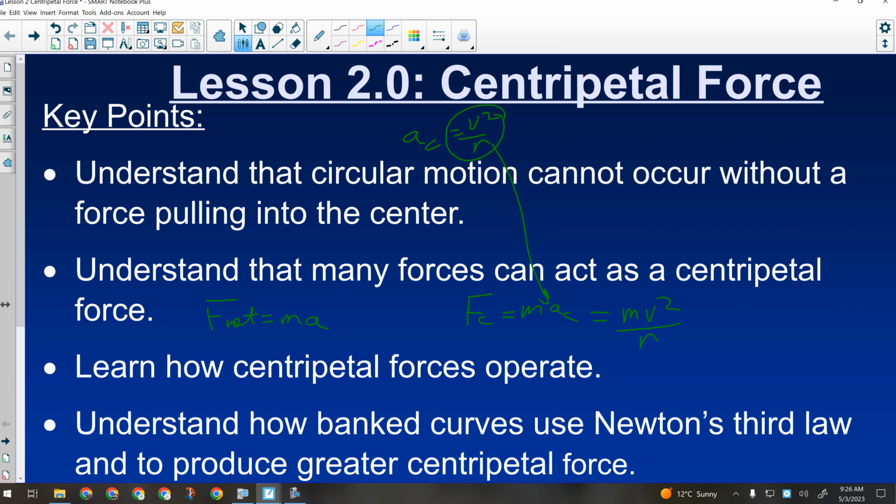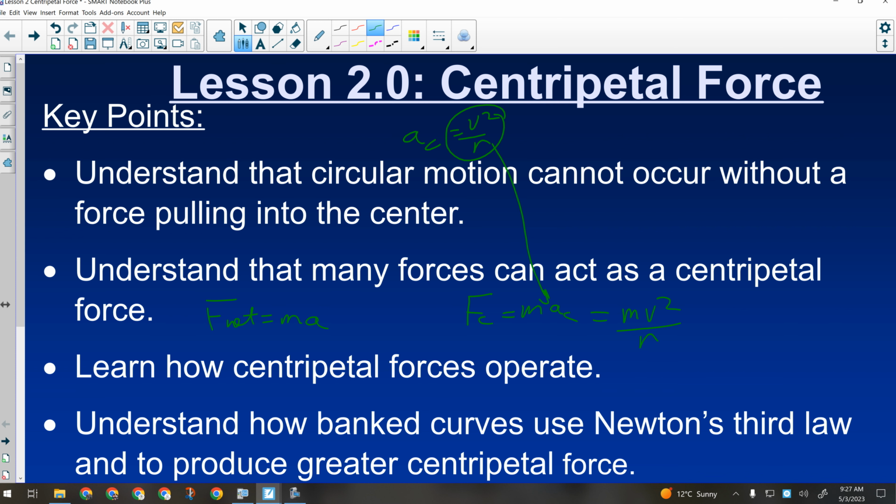All right, so centripetal force is dependent on mass, speed, and radius. But which one of those things has the biggest effect? Speed, because speed is squared, right? It has an exponential relationship. So circular motion cannot occur without a force pulling towards the center.